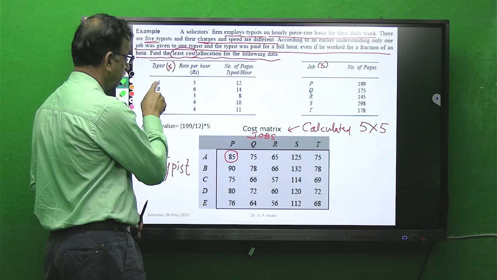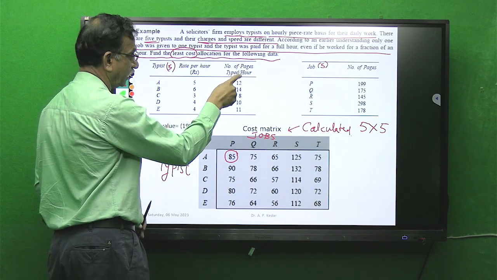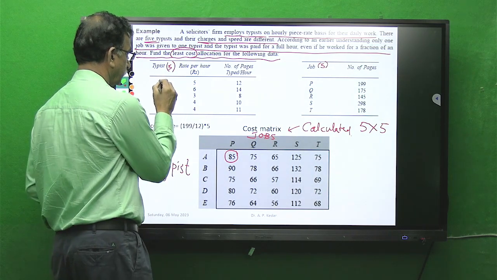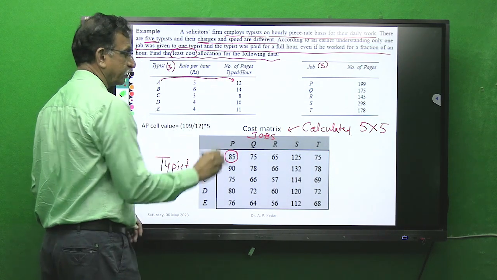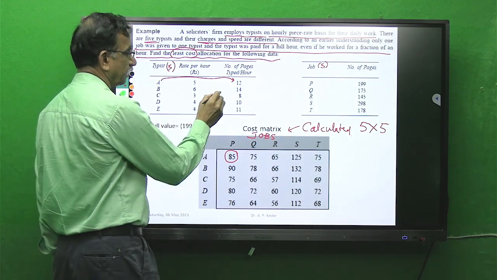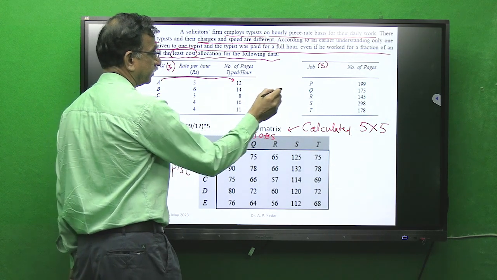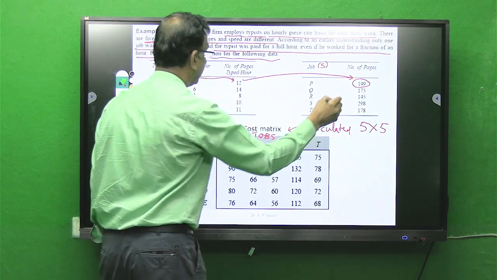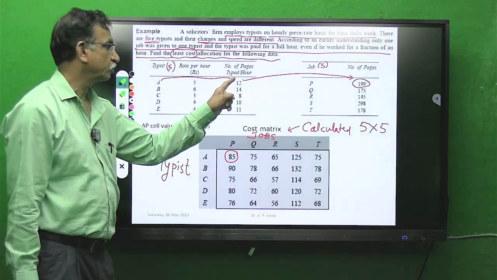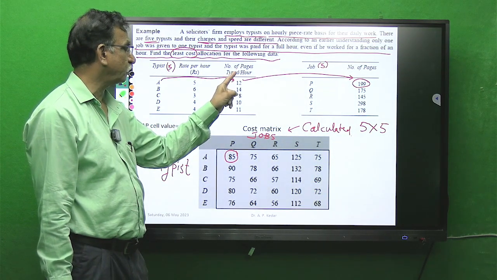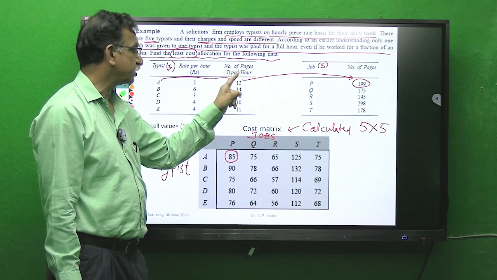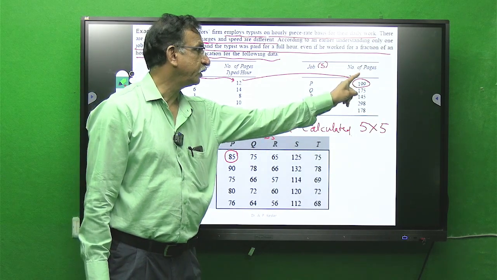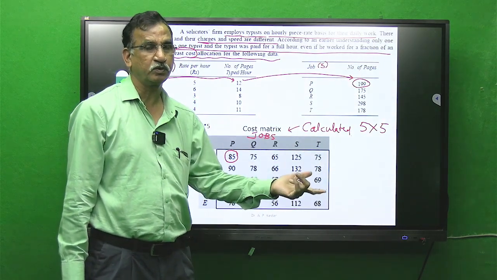His speed is 12 pages per hour. Typist A, speed is 12 pages per hour. If you consider the number of pages to be typed, 199 by typist A, so with a pace of 12 pages per hour, to type 199 pages, how many hours will be required?